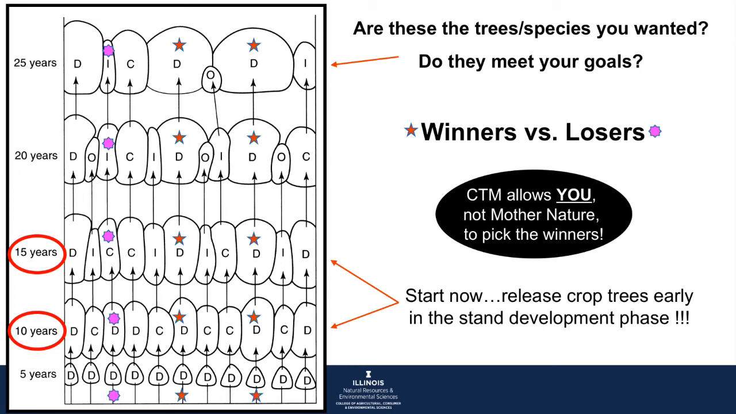The best explanation I have for this is that by implementing crop tree release at a younger stand age, you have more crop trees to select from, and ultimately you get to dictate the species composition in the canopy of your mature stand of timber. By doing these release treatments very early on in the stand development phase, you get to pick the vast majority of the winners, rather than Mother Nature offering you a lot more losers. So that's the take-home message of this slide.